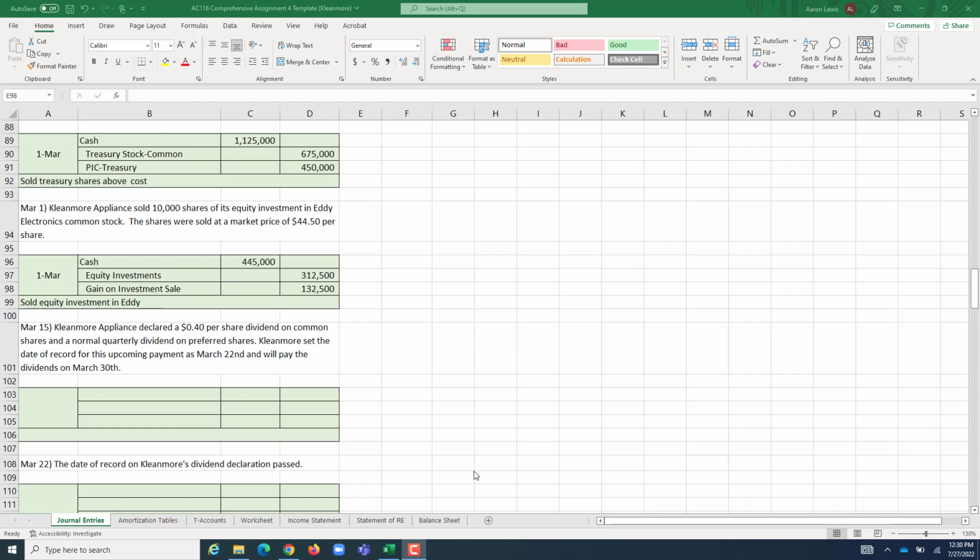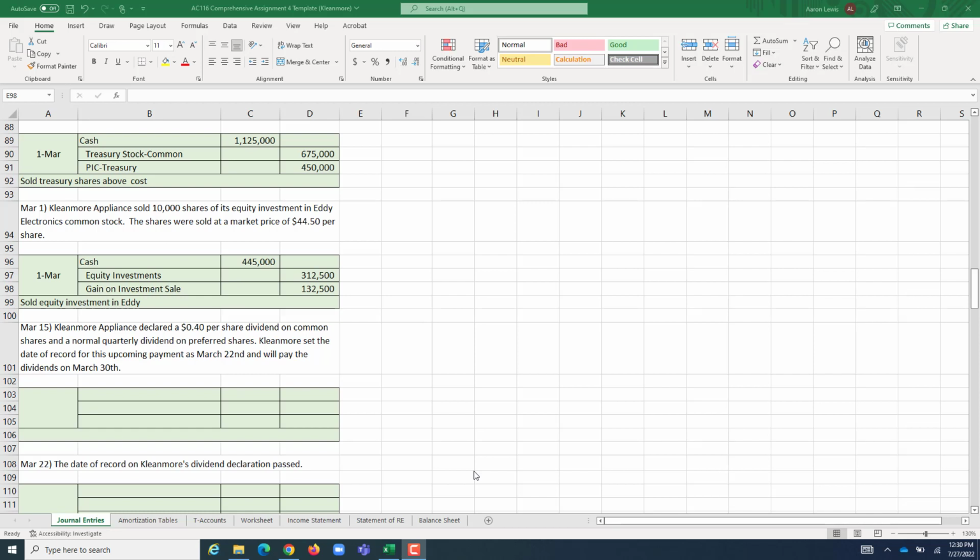So here on March 15th, Cleanmore Appliance is going to declare a 40-cent per share dividend on its common shares and a normal quarterly dividend on its preferred shares. This is just our date of declaration. We're saying in the future that we're going to pay these dividends. We're not paying them right now. But we are going to set our other two dividend-related dates at this time.